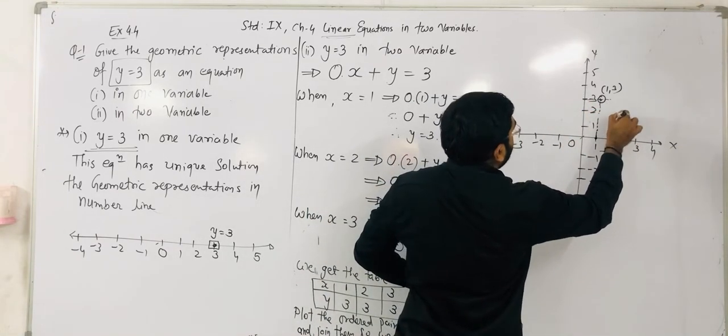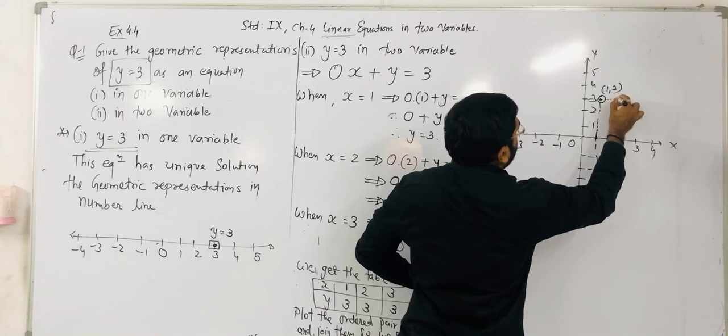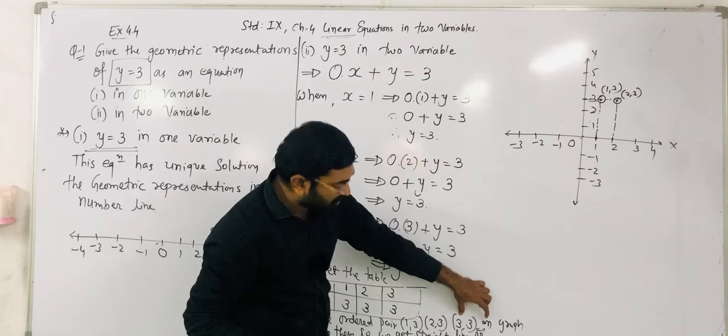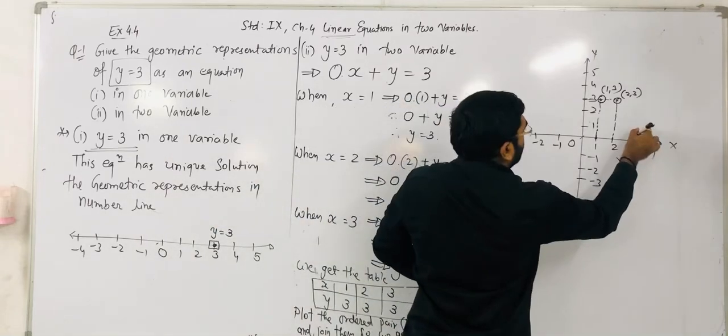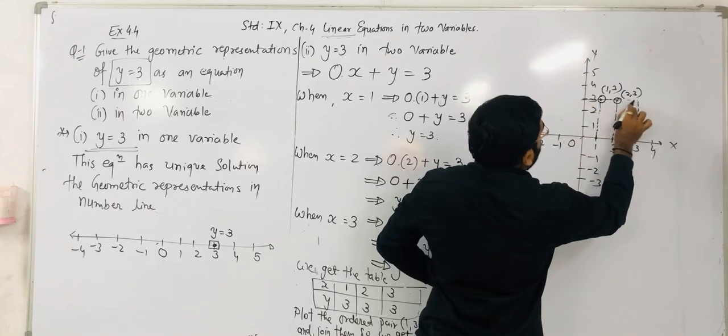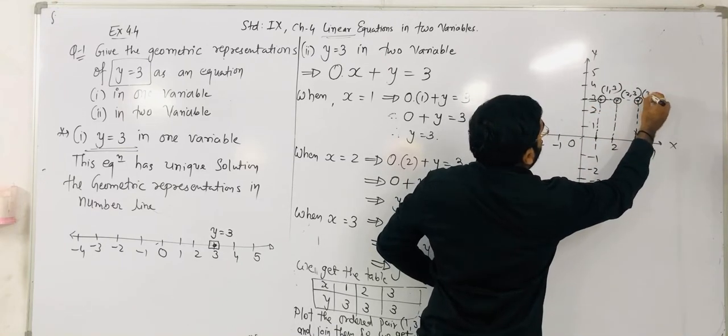From both the points we have to draw a perpendicular line. So we get this point (2, 3). The third point is (3, 3). X coordinate value is 3, and Y coordinate value is 3. X coordinate value is 3 from there, and y coordinate value is 3. So we get this point (3, 3).